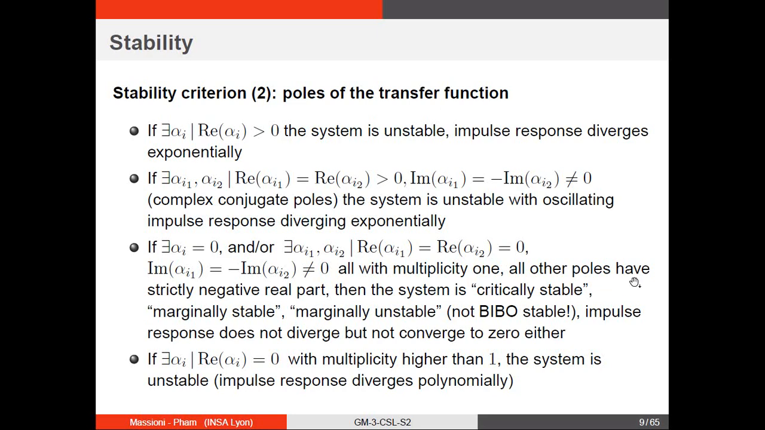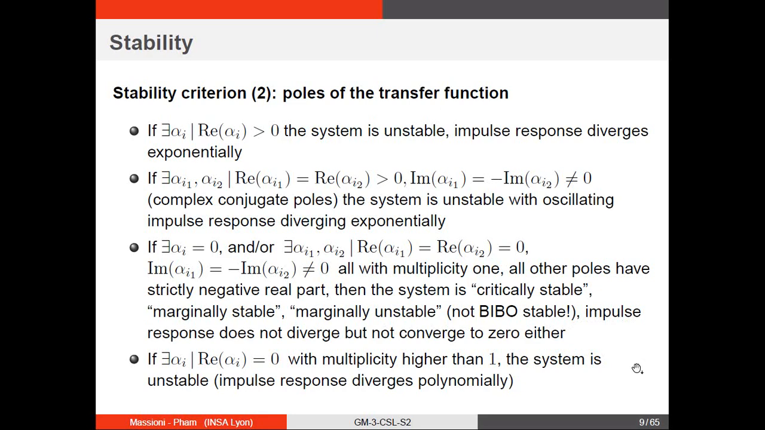That's why we call it critically stable, which is not BIBO stable. It can also be called marginally stable or marginally unstable. You see all of these in the literature, but it is important to understand that it is not BIBO stable. Okay, we will see this in an example later.